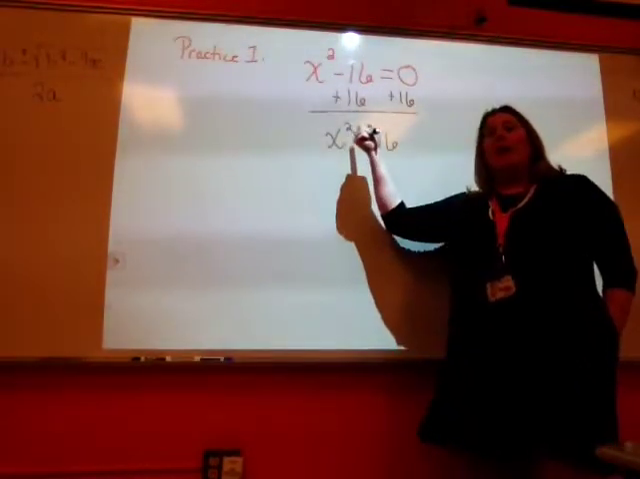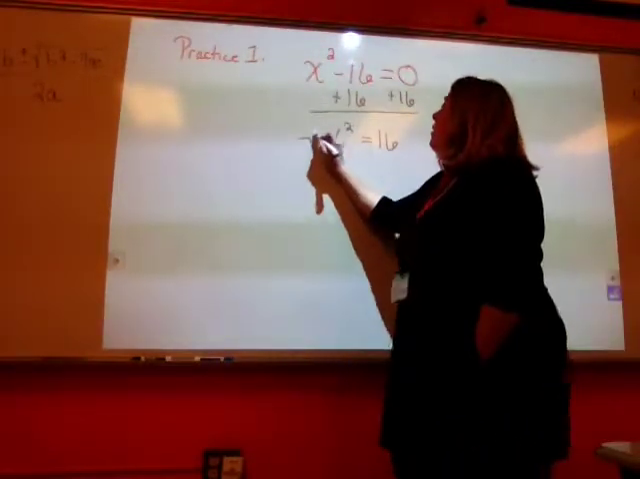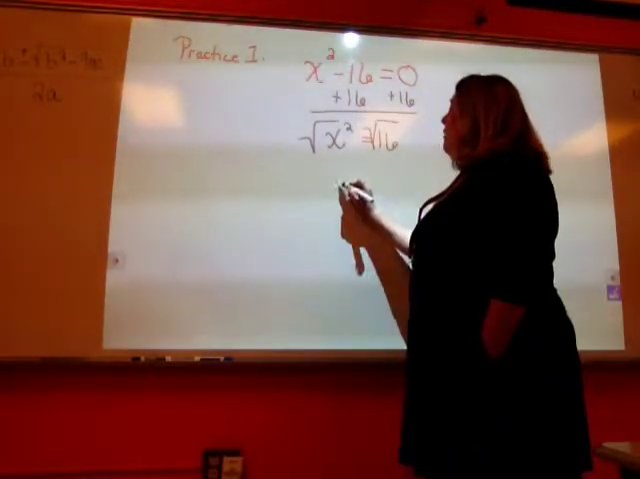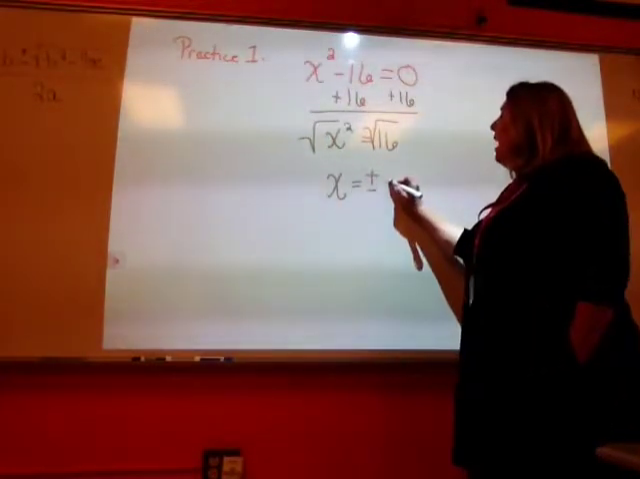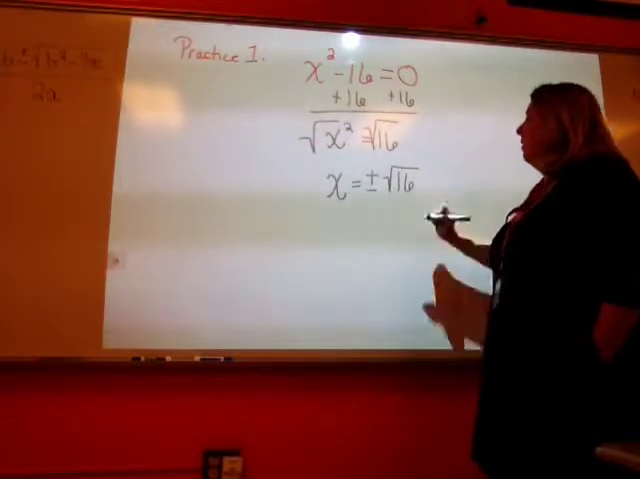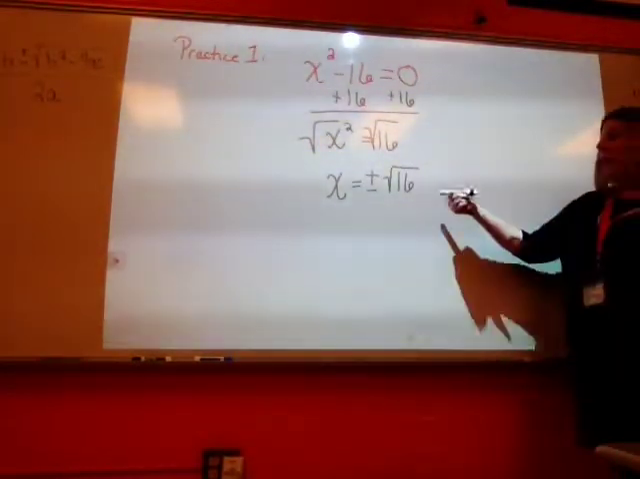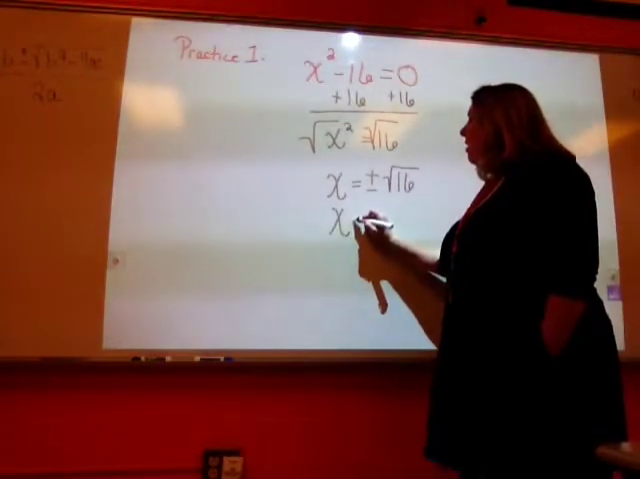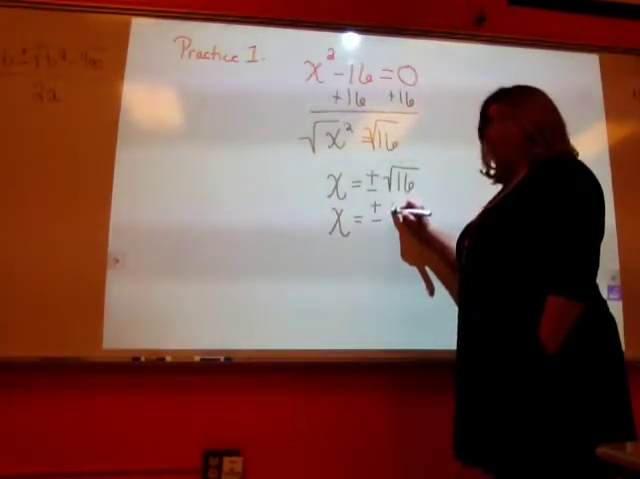I've got to solve for x, not x squared. So what do I need to do? Square root it. I need to take the square root of it. When I take the square root of it, I'm going to get x is equal to positive or negative square root of 16. Do you agree with that? So now I can take my square root of 16. So x is going to equal positive and negative 4.